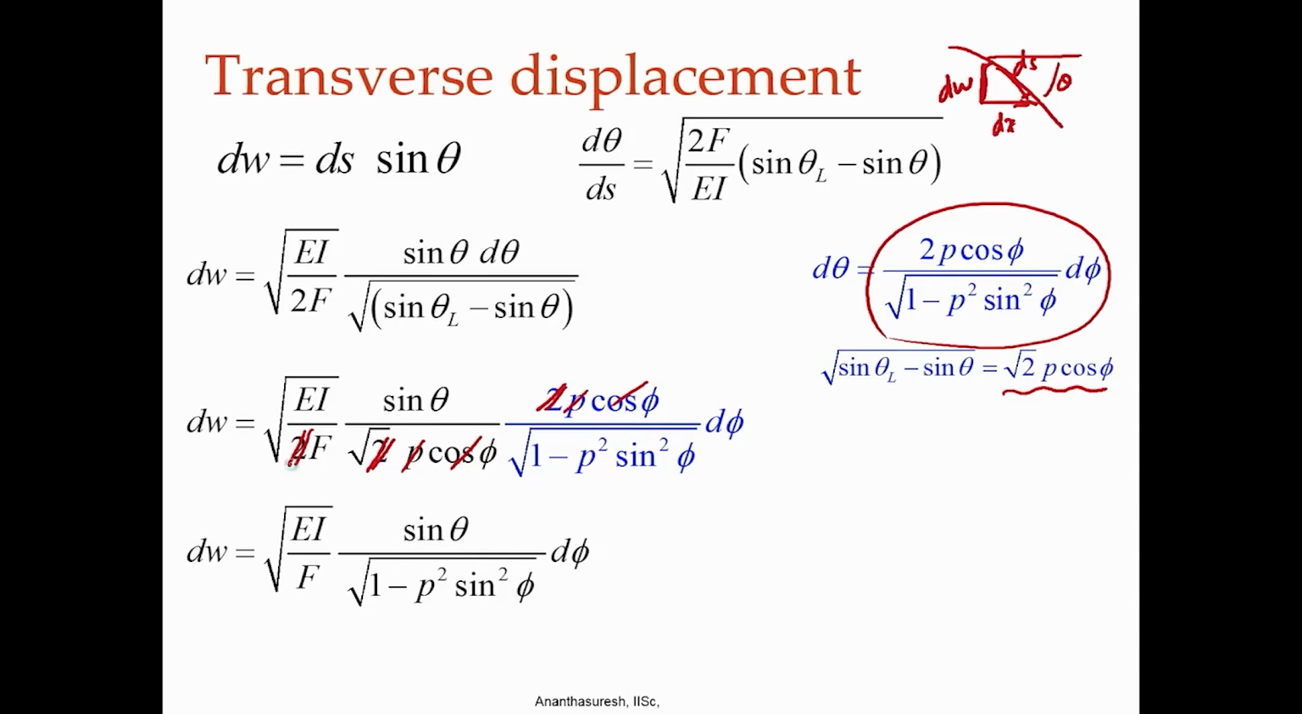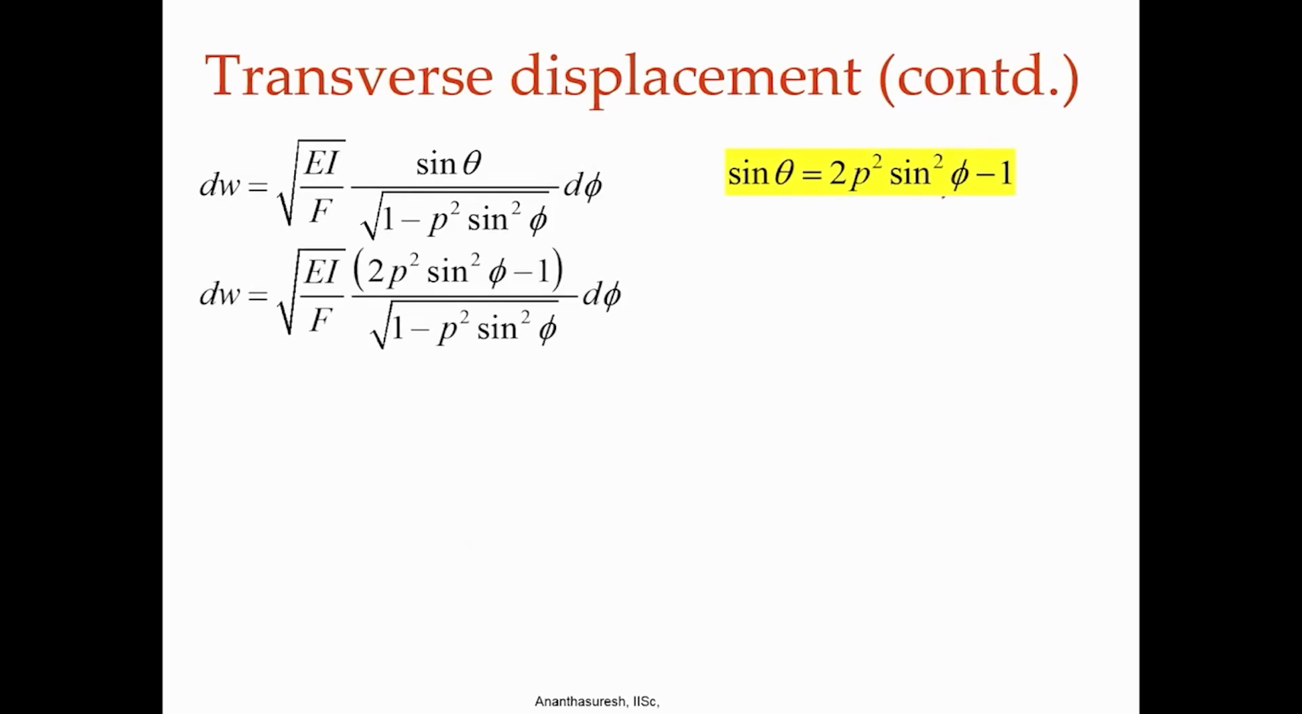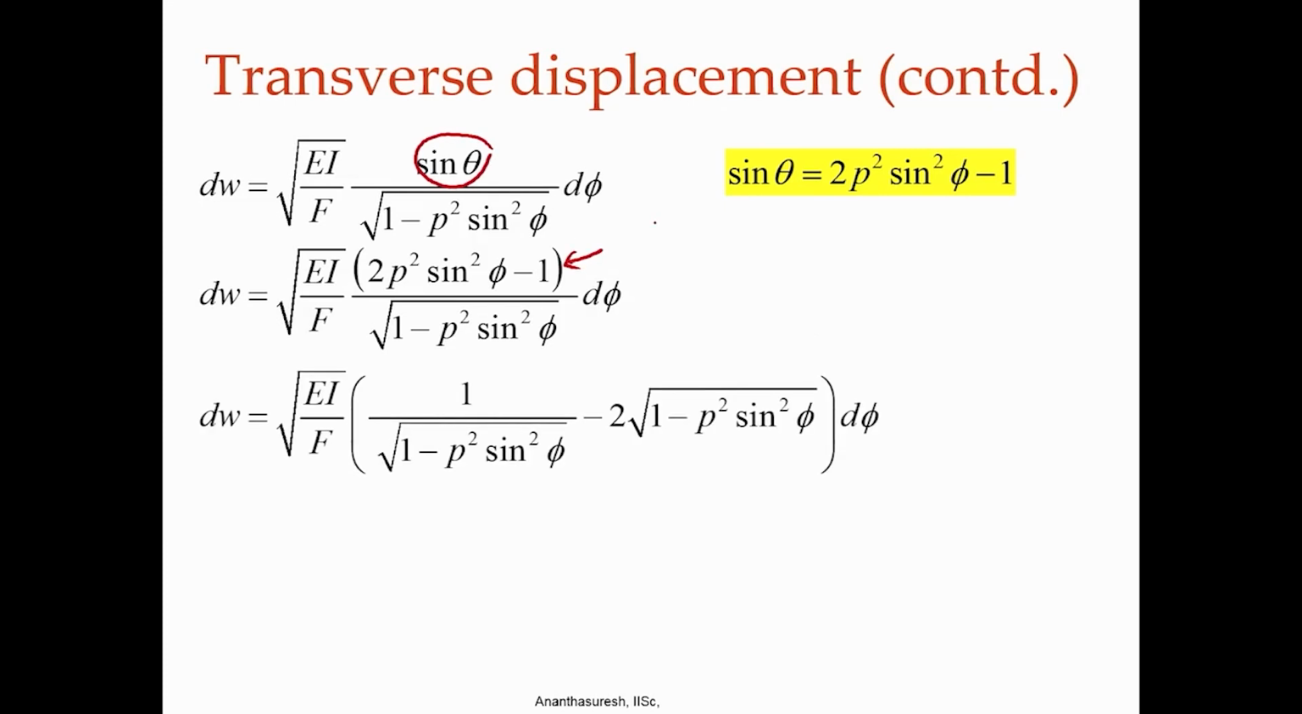Okay. And we also note now that this sin theta that we have over here, that can be written also in terms of what we already know. This is what we got in the last slide. The sin theta is 2 p square sin square phi minus 1. So, I substitute for sin theta this quantity over there.